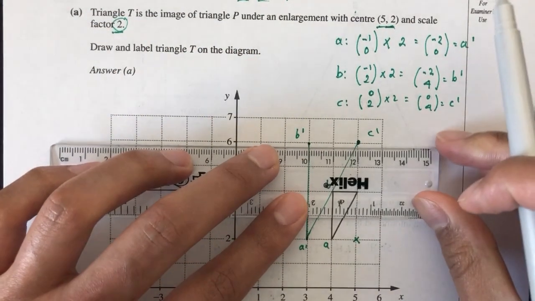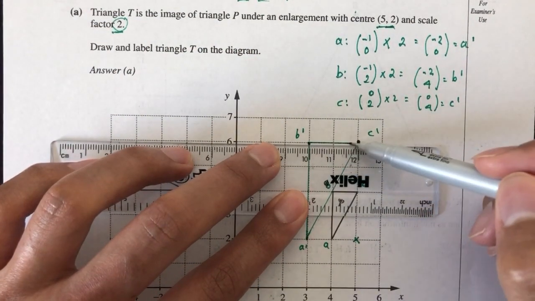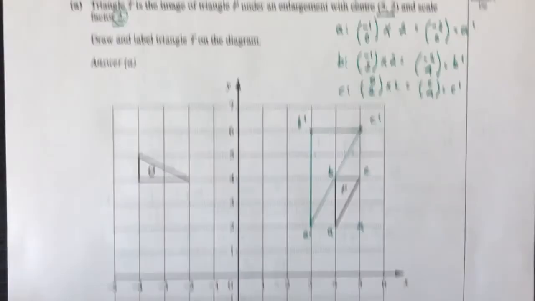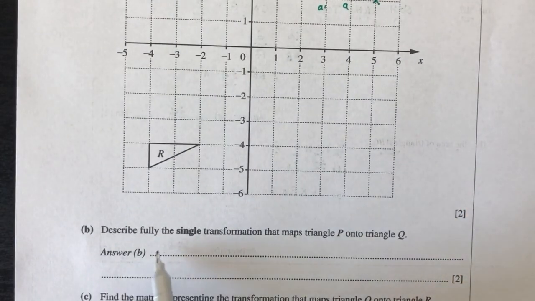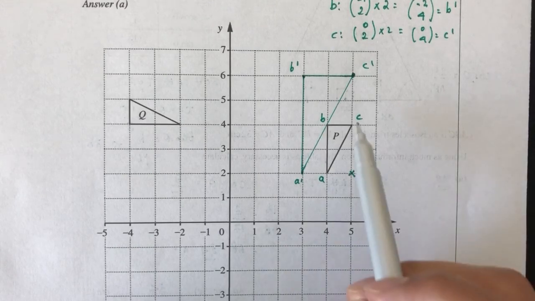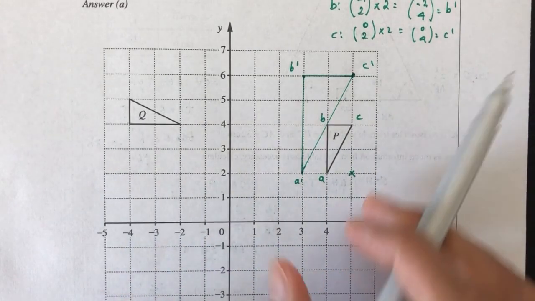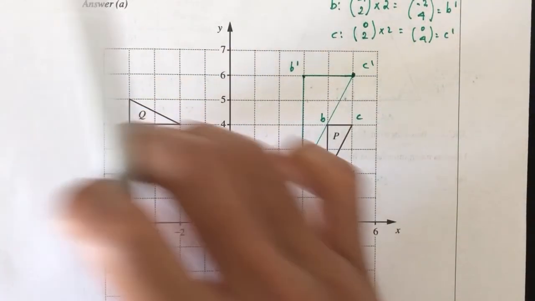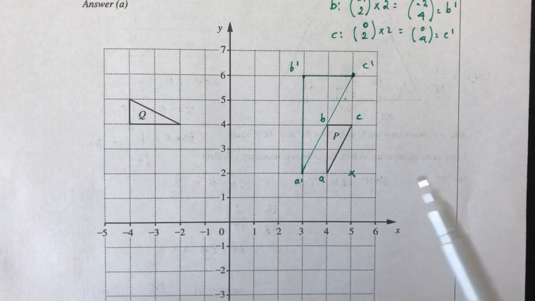Okay, so that will be your answer for part A. Now for part B, it tells you to describe fully the single transformation that maps P onto Q. So P is here, Q is here. As you can see, the size is the same and only the direction changes. It means that it can only be a rotation.